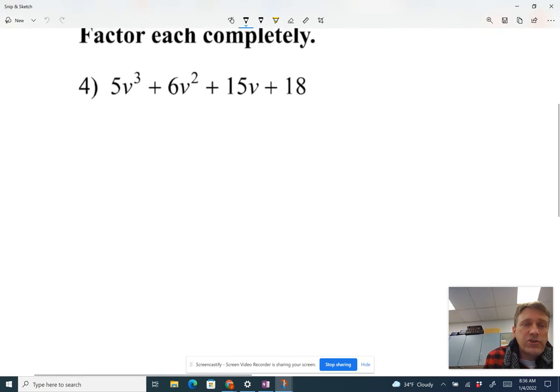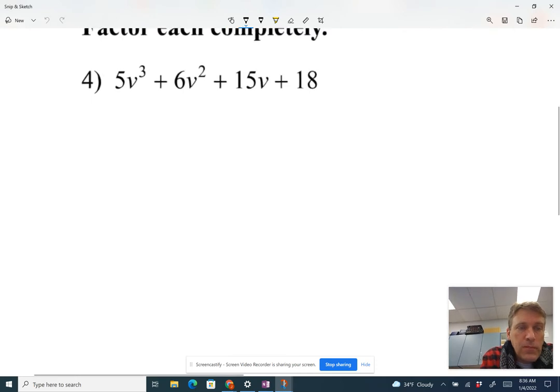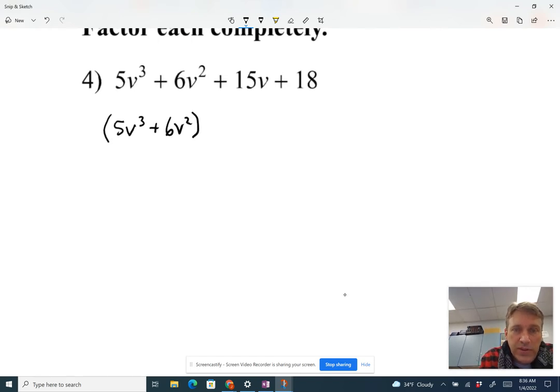I have 4 terms, and that sort of points us to factoring by grouping, or we can use the box, which is another way of factoring by grouping. So let's use the factoring by grouping method here. We're going to write 5v cubed plus 6v squared, and we're going to put that in parentheses, plus 15v plus 18.